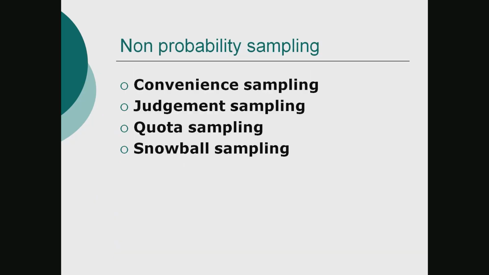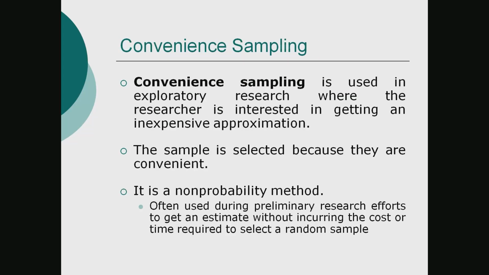Next, non-probability sampling. So now we can discuss non-probability sampling methods: convenience sampling, judgment sampling, quota sampling, snowball sampling. Convenience sampling.